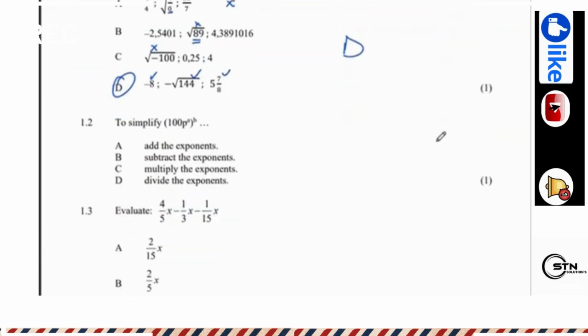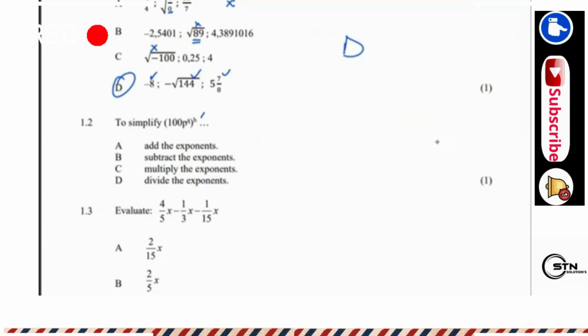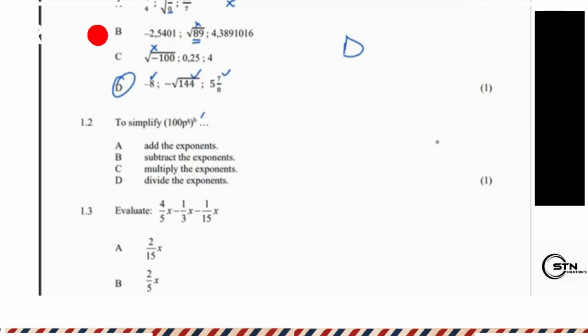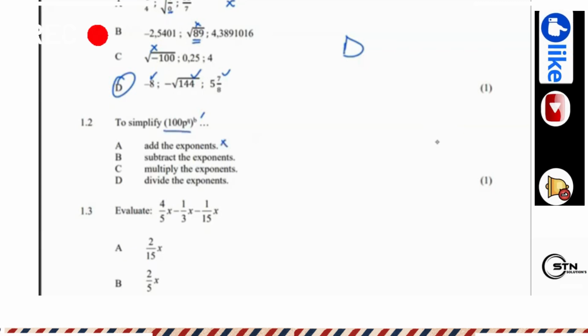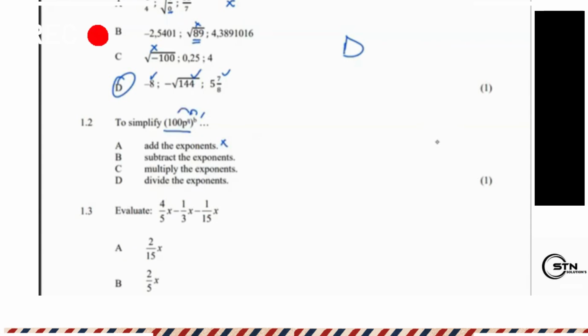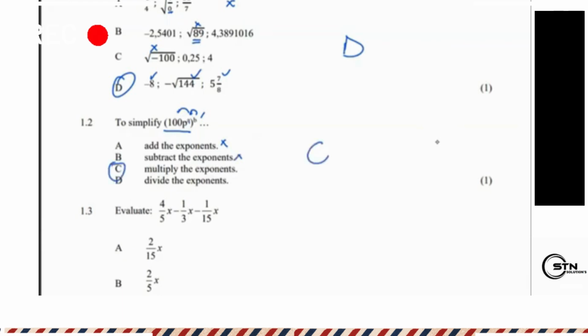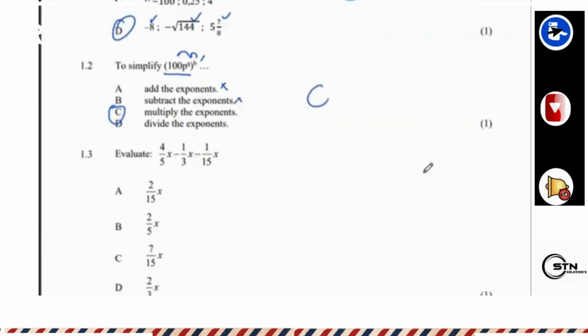All right, then 1.2, they're telling us to simplify 100 p to the a and then to the b, what must we do? Do we add the exponents? Nope, because this is a bracket raised to another power. So this exponent must affect everything that is inside the brackets, which means we're going to deal with multiplications, okay? Subtract exponents, no, multiply the exponents, correct. So option C is the rightful answer.